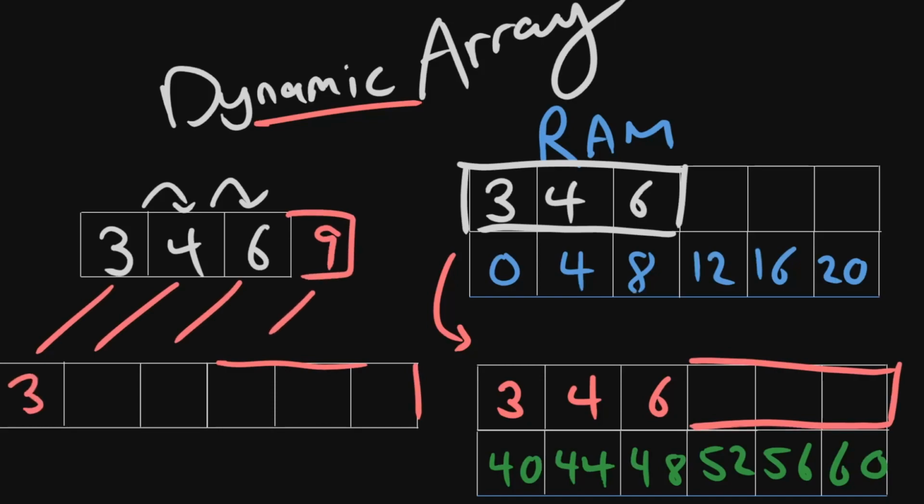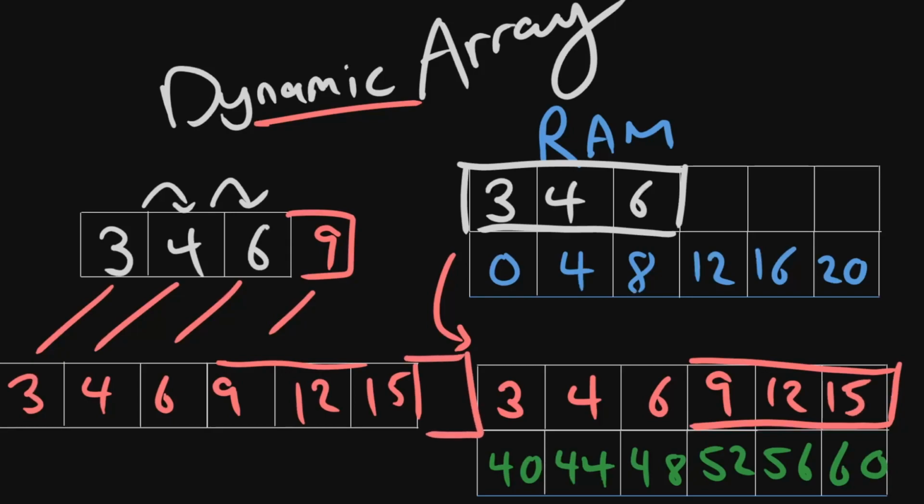So I'm going to say 3, 4, 6, 9. And once again, we can add something, say a 12, say a 15. So these will go in here. And we're once again at the same situation where we want to add something, let's say a 1. And we'll have to do the exact same thing again.